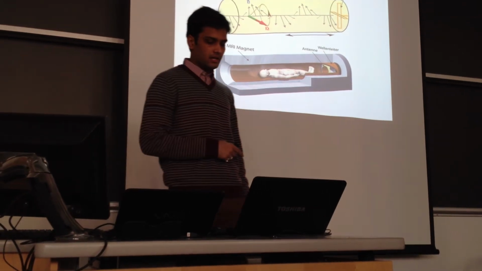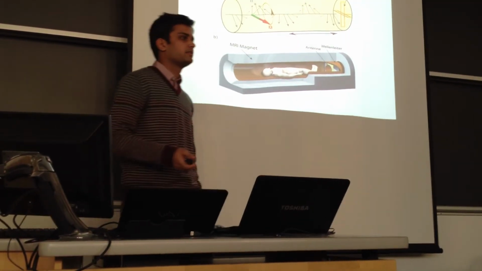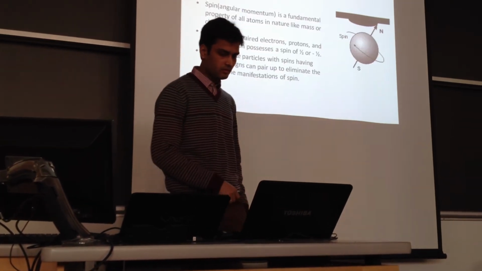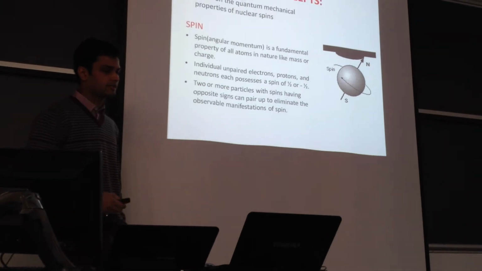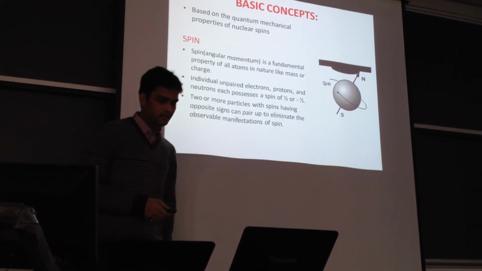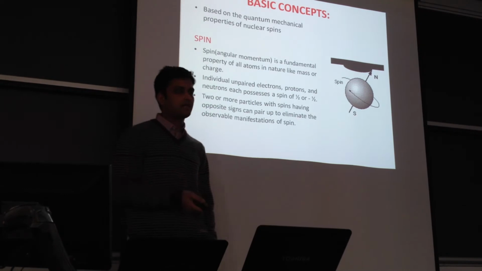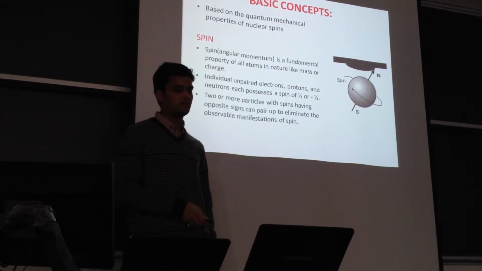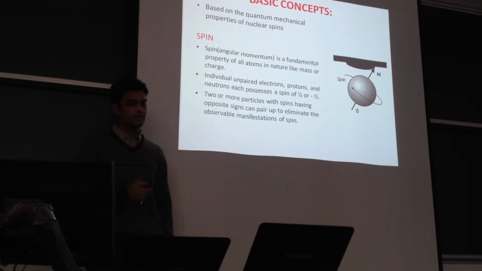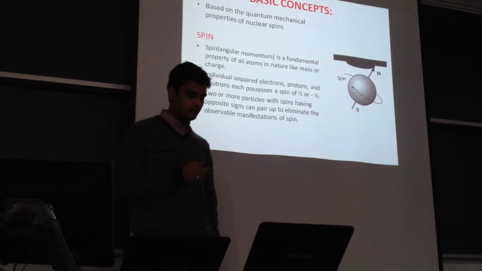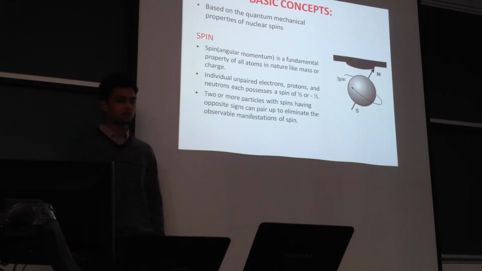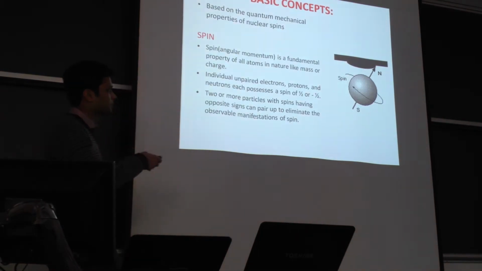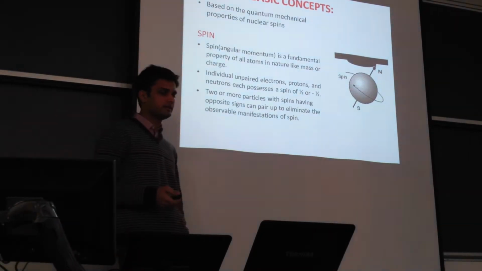of MRI, and I'll just go through the basic concepts which would be sufficient for us to understand how an MRI image is formed. So the first concept which we need to understand is that of spin. Like all the atoms in nature have some fundamental properties like mass and charge, similarly, spin is also one of those fundamental properties. It is also known as angular momentum, and all the individual unpaired electrons, protons and neutrons possess a spin. It is denoted either as plus half or minus half depending on the orientation.